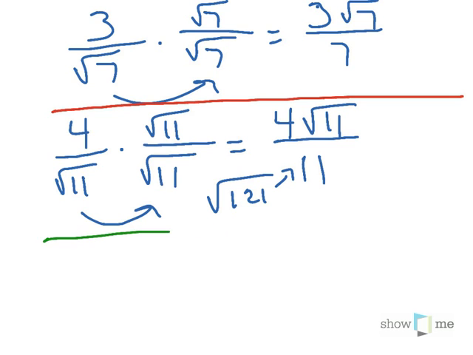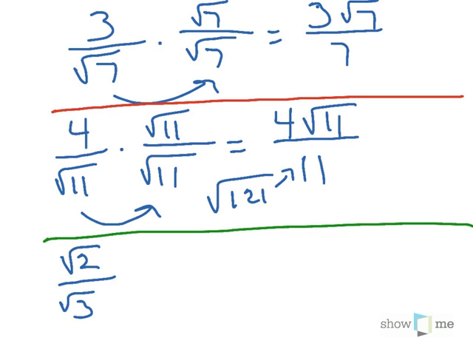Let's draw another line. Let's put another example here. The square root of 2 over the square root of 3. Now, we have a square root on the top and the bottom in this example. It's okay. The square root on the top doesn't matter. We just need to get rid of the one on the bottom. So we're multiplying it times itself.